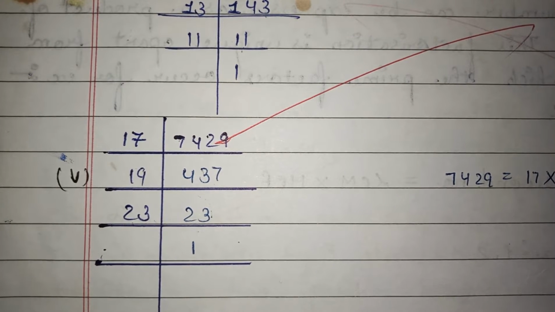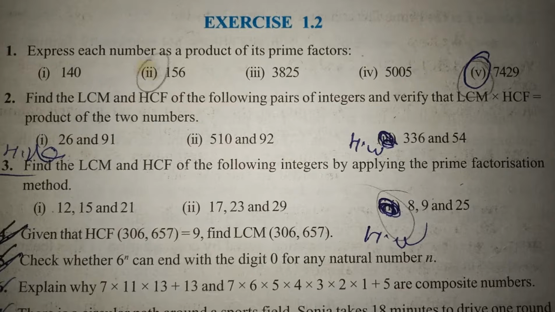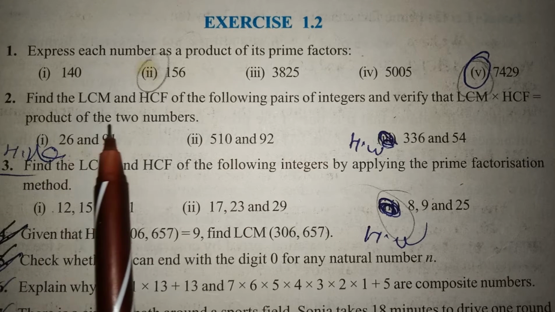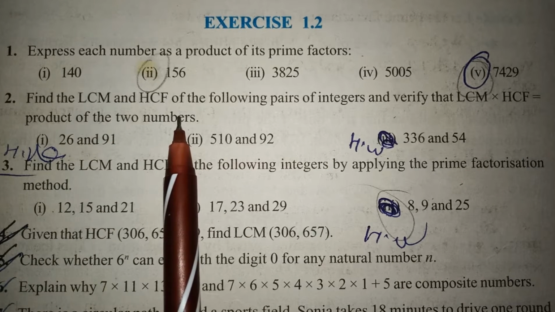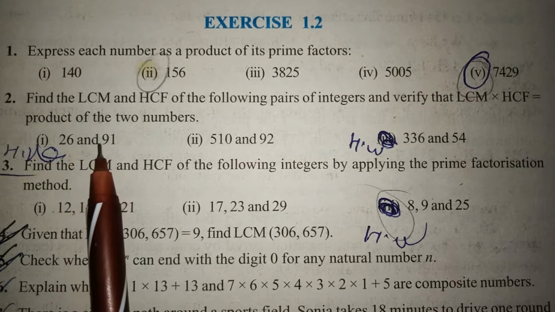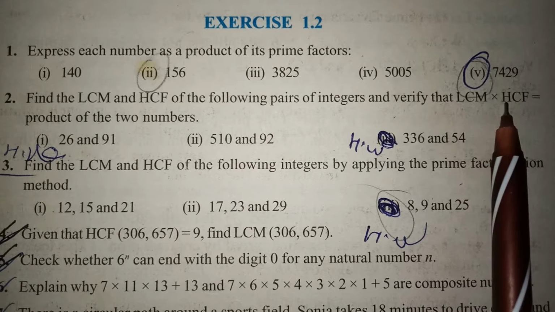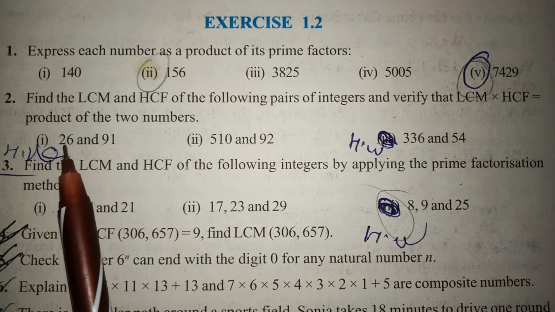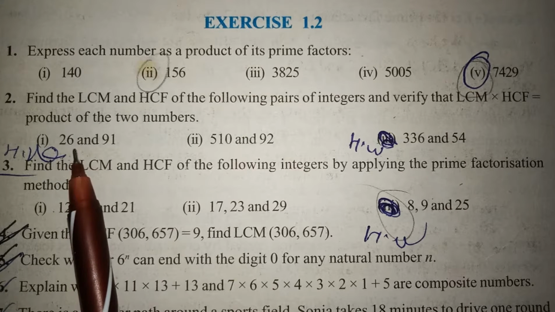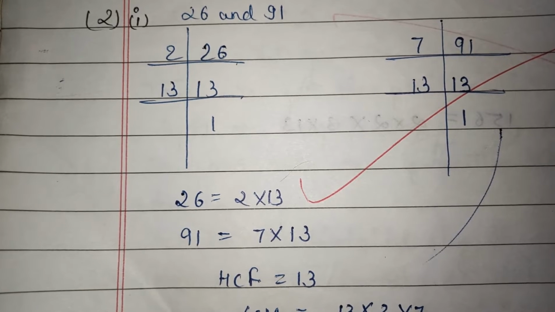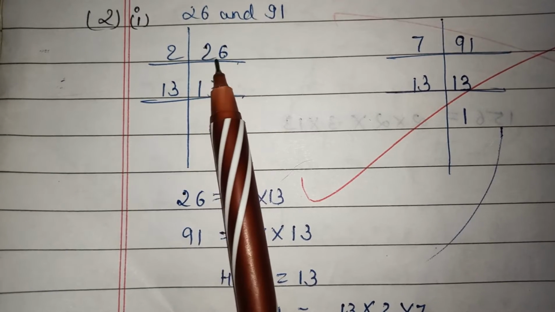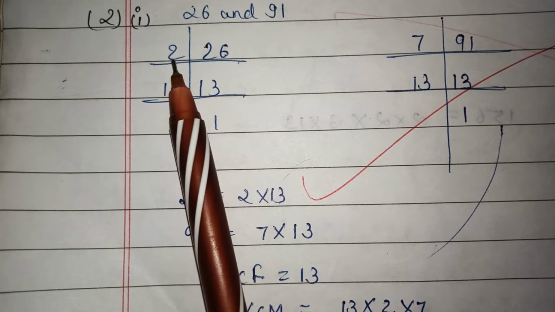Now moving to the second question. This question says to find the LCM and HCF of the following pairs of integers and verify that LCM into HCF is equal to the product of the two numbers. We first have to find the LCM of these two numbers, then their HCF, and then show that the product of LCM and HCF of these two numbers is equal to the product of these two numbers.